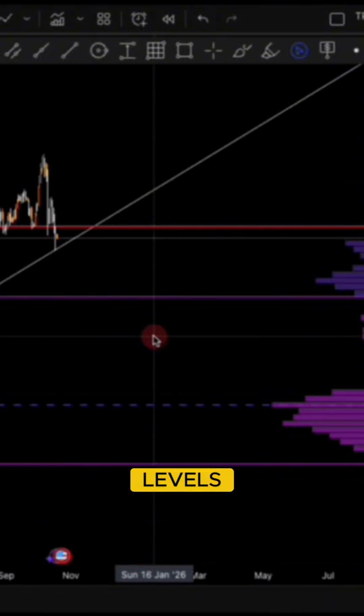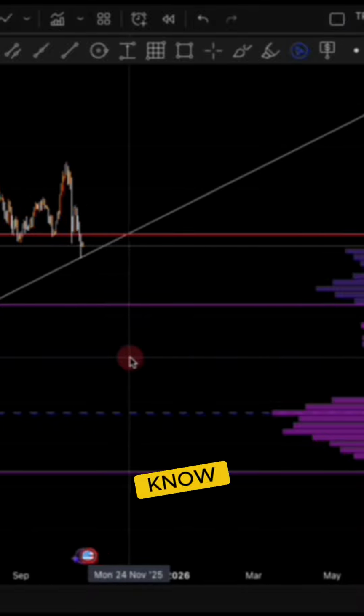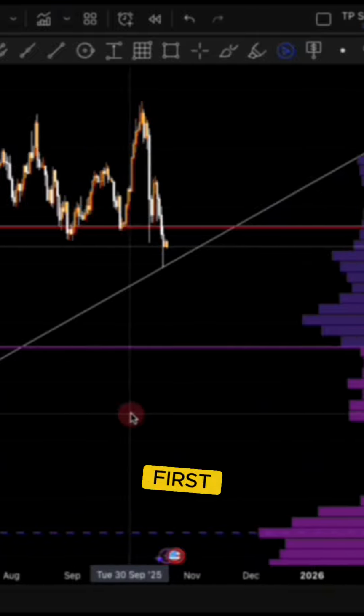So there are two levels here, but there is one major one that's the one that's going to actually let us know what's happening. And we are some distance away from that right now, if you need to know, right? So first things first, let me point that out.